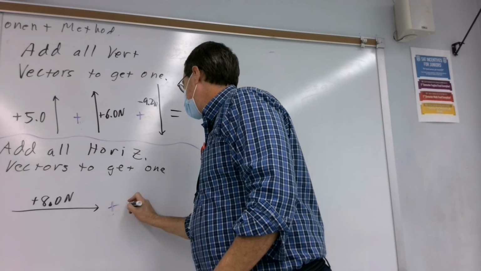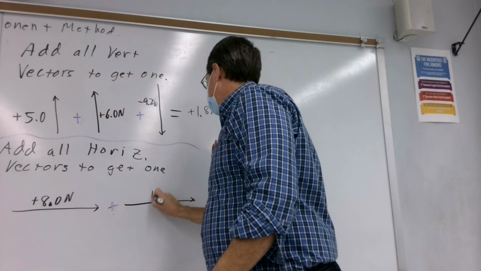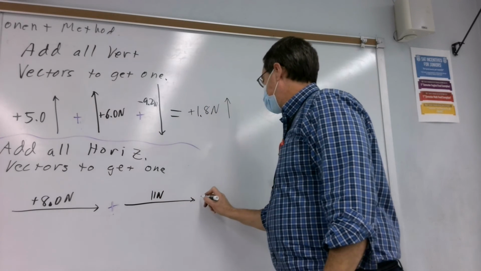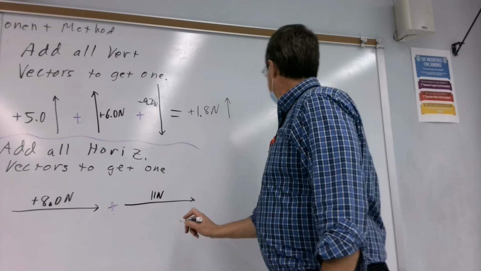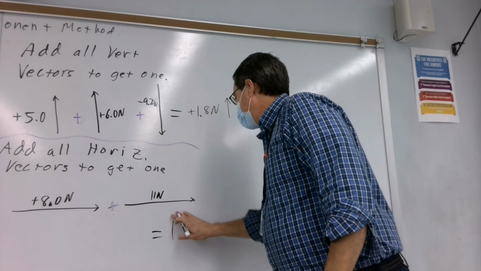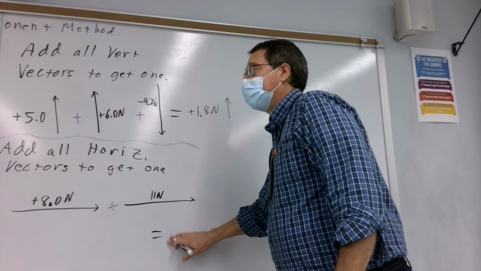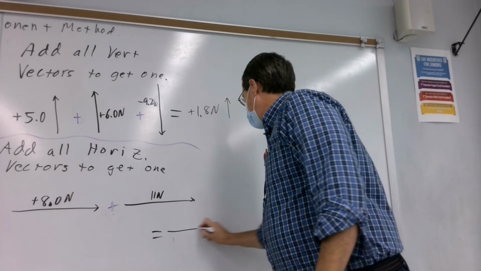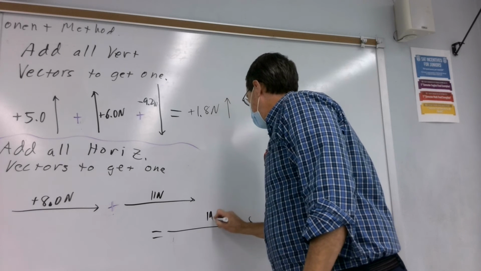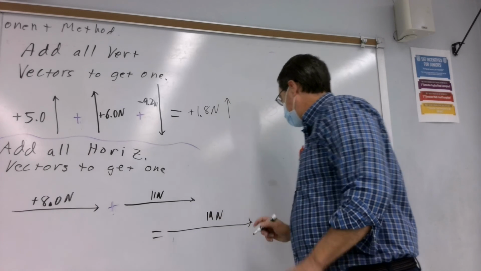Anyway, so what is the other one? 11, is that right? So 11 newtons, and how much is that going to give us? Okay, so that's going to give us a long vector, and it's going to be 19 newtons. Okay?